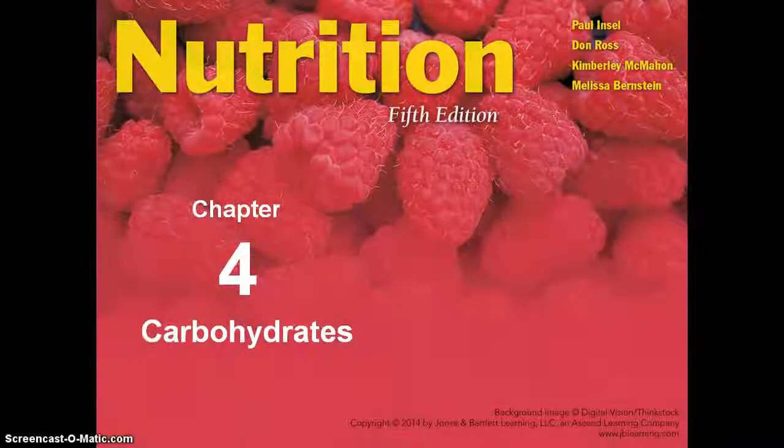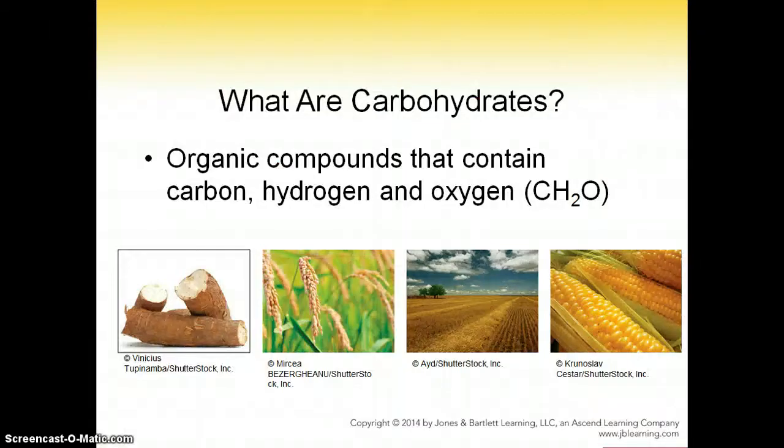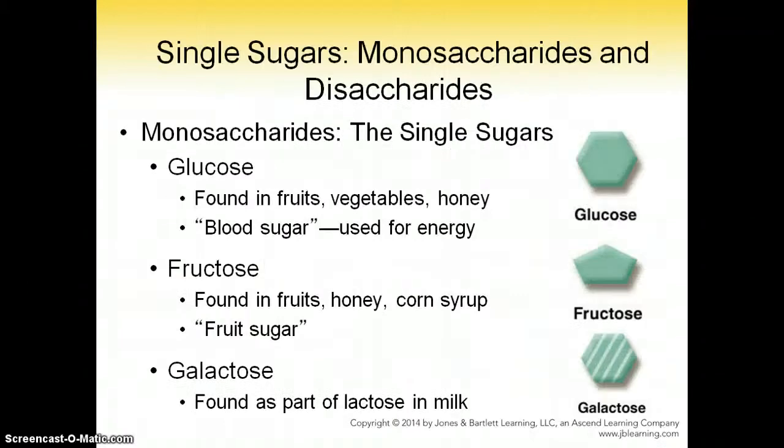Nutrition Chapter 4, Carbohydrates. Our carbohydrates are carbon, hydrogen, and oxygen. Simple sugars are the mono and disaccharides. Our monosaccharides are glucose, such as dextrose, the fuel for the brain. Our fructose is found in soda as our fruit sugar. And then galactose is our lactose in milk.